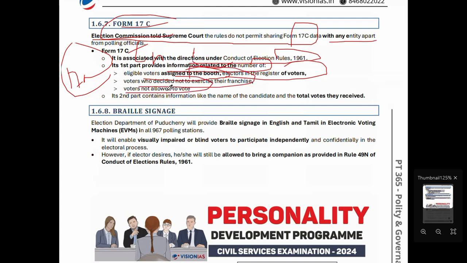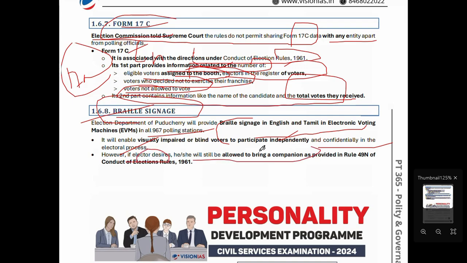Now the next one is Braille signage. The Election Department of Puducherry will provide Braille signage in English and Tamil on electronic voting machines. It will enable visually impaired and blind voters to participate independently and confidently in the electoral process. However, if an elector desires, he or she will be allowed to bring a companion as provided in Rule 49 of the Conduct of Election Rules 1961.